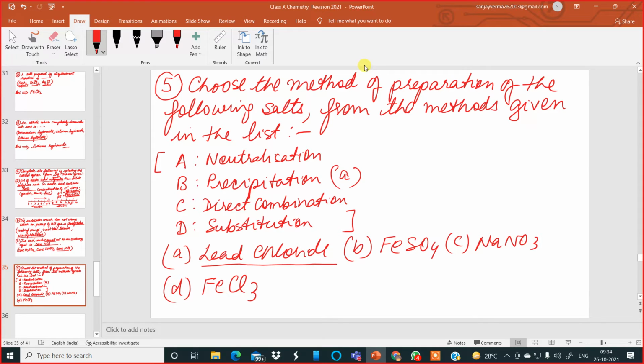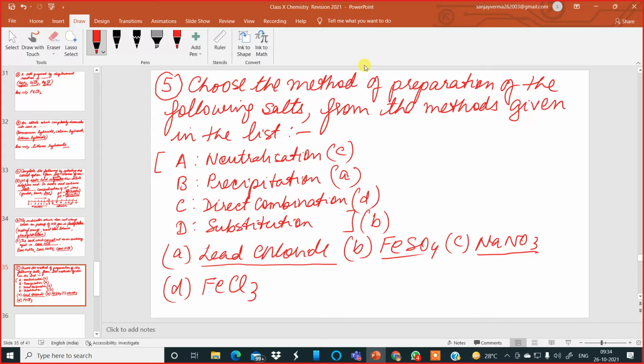Okay. The second one is ferrous sulfate. Ferrous sulfate you can prepare by substitution. So B will be over here. The next one is sodium nitrate. Sodium nitrate can be prepared. It is a soluble salt. So you can prepare it by neutralization. So I'll put C over here. And then number D, that is ferric chloride, direct combination. That is D over here.